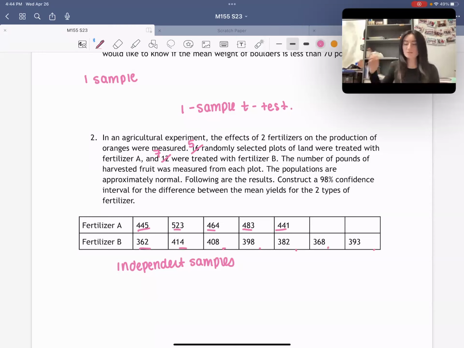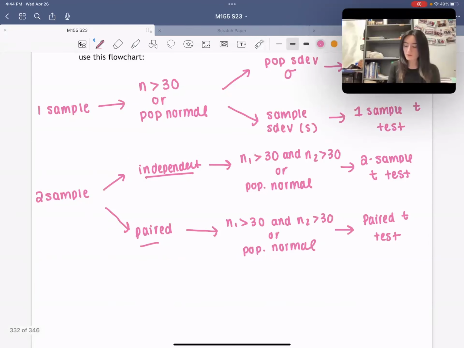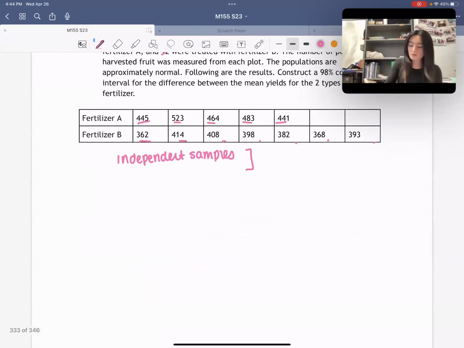So because of the sample sizes and also since there's no relationship between the two, I would definitely say that this is independent sampling. And taking a look at our flow chart, we said that independent samples get treated with the two sample t-test. So this is definitely the two sample t-test.